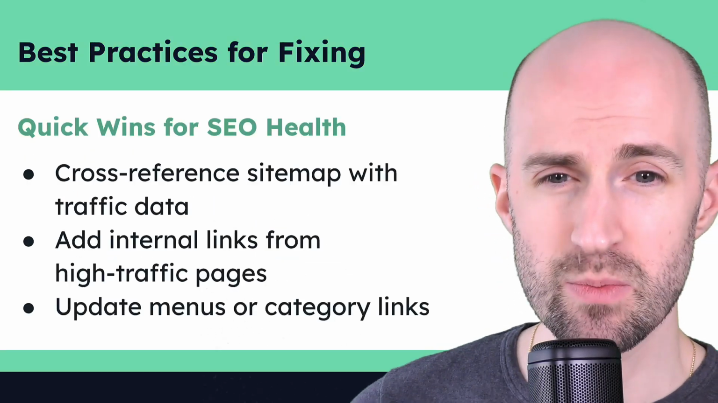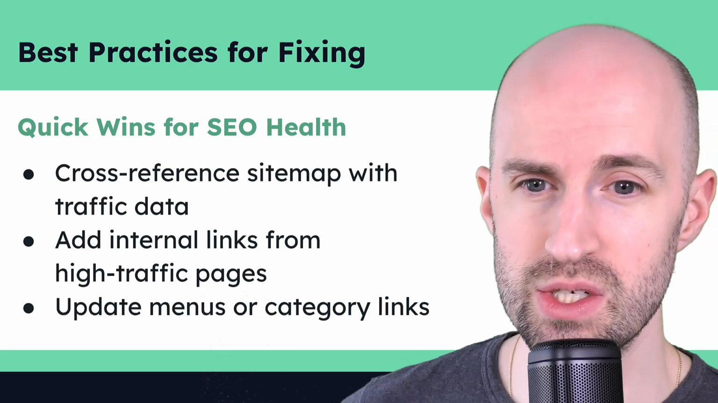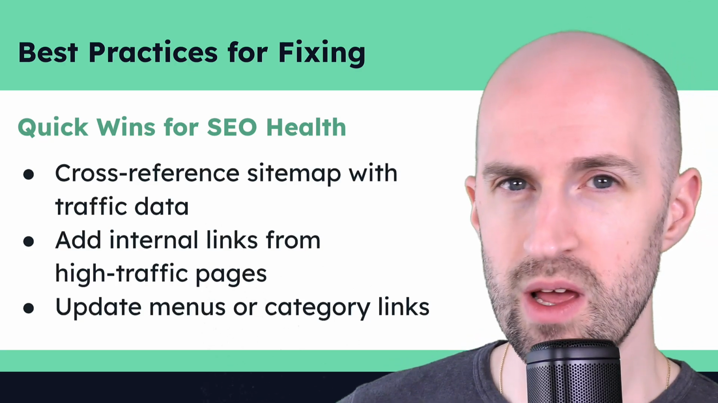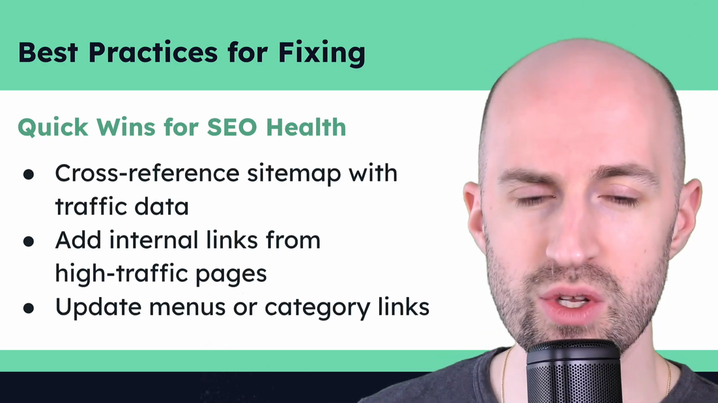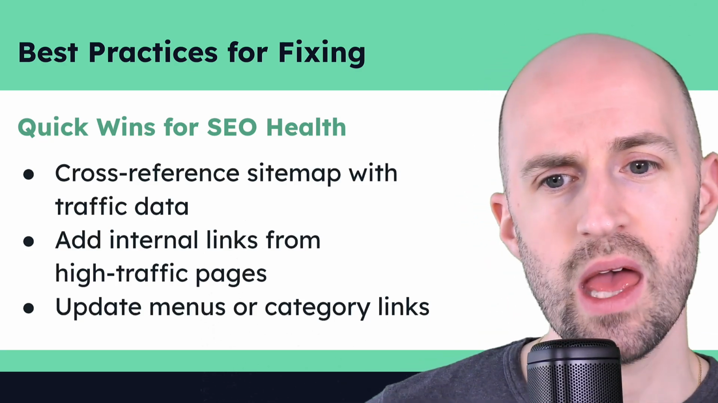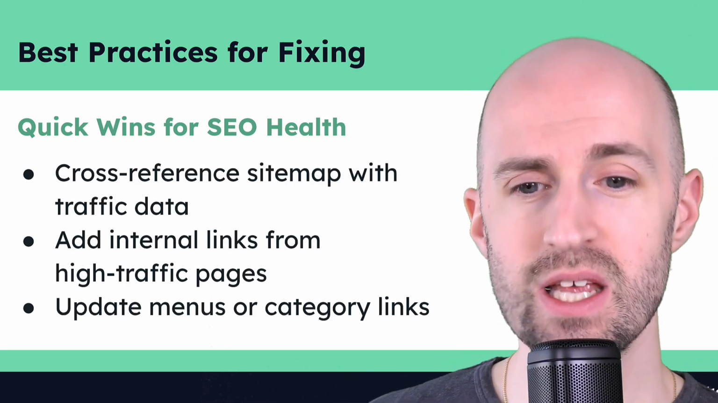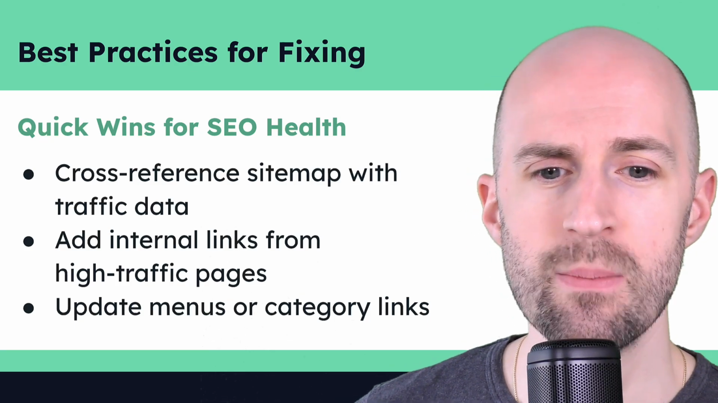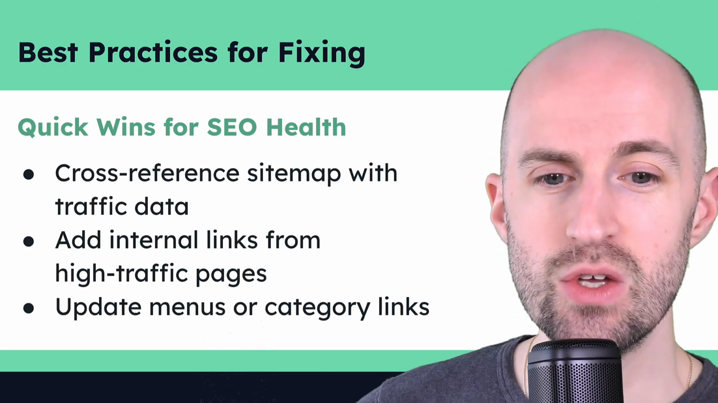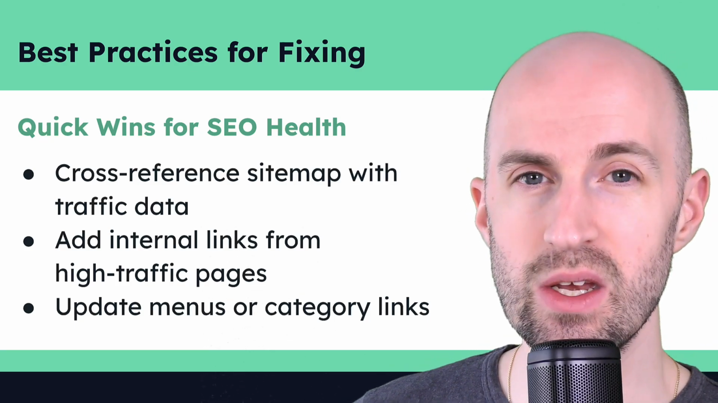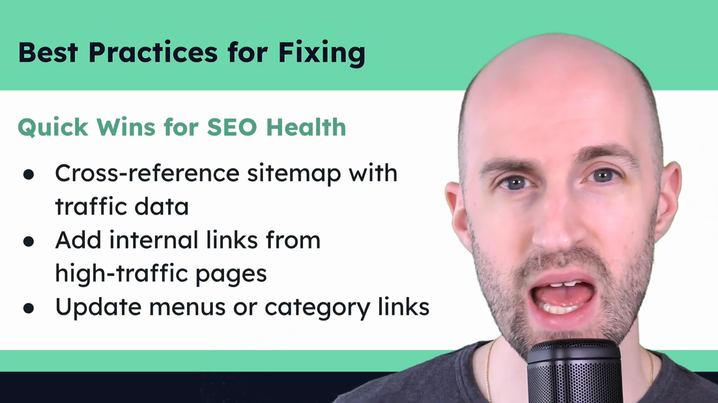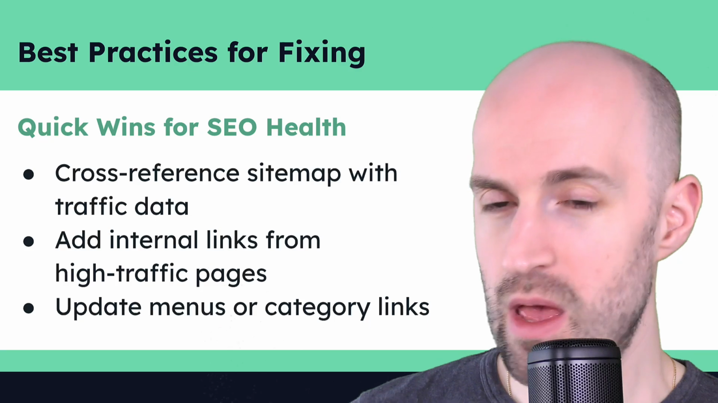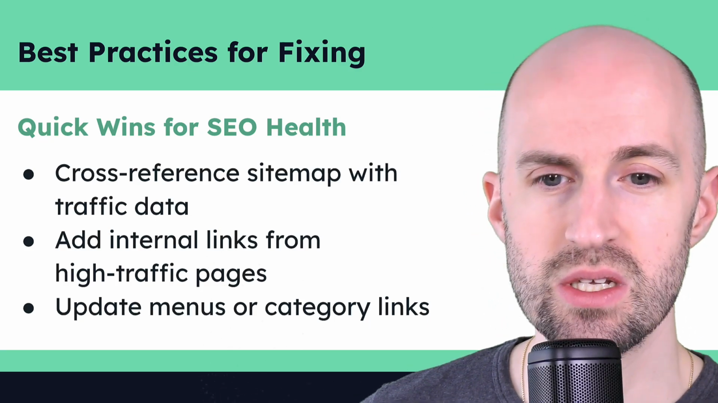So what are some of the best practices for fixing these orphan pages? So here's some quick wins for best SEO health. You can cross-reference your sitemap with traffic data, like I mentioned, and then also add internal links from high traffic pages. You can also update the menus or category links in your website so that it links to some of these orphan pages, and that will allow users and search engines to discover them.